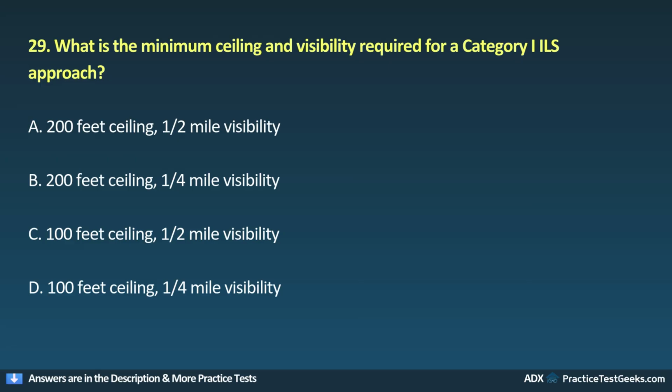29. What is the minimum ceiling and visibility required for a Category 1 ILS approach? A. 200 feet ceiling, a half-mile visibility. B. 200 feet ceiling, 1/4 mile visibility. C. 100 feet ceiling, 1/2 mile visibility. D. 100 feet ceiling, 1/4 mile visibility.